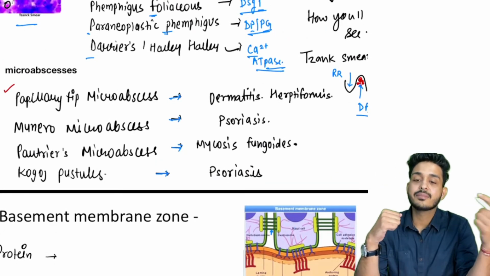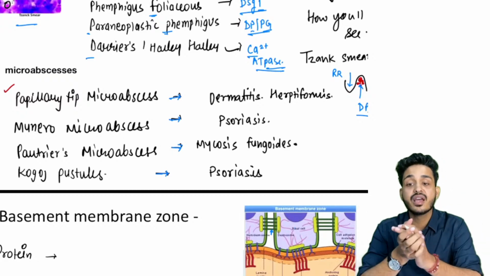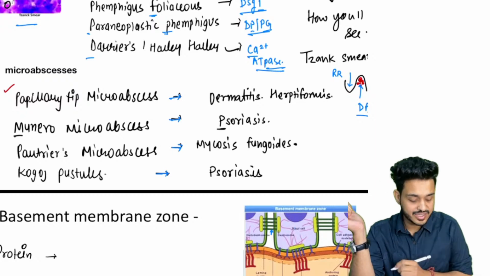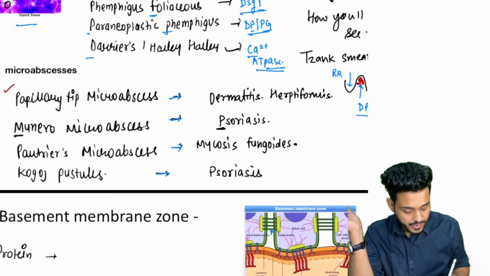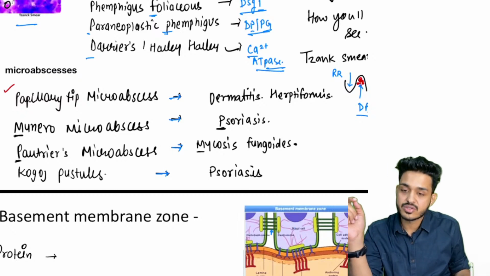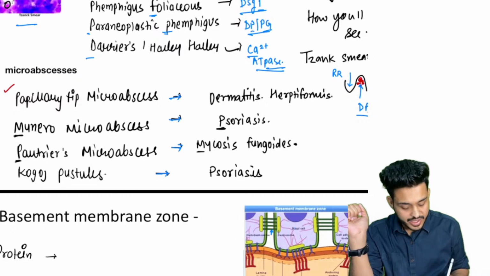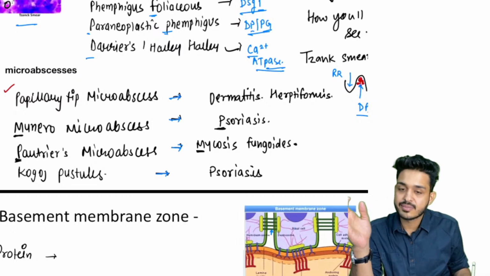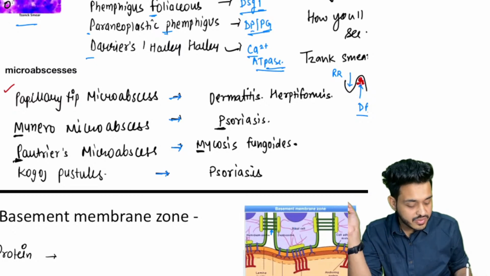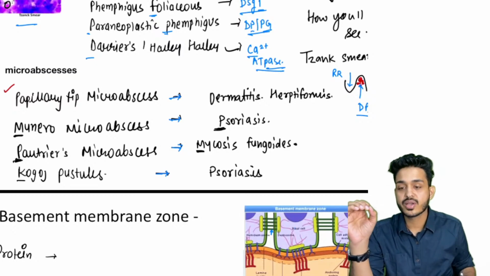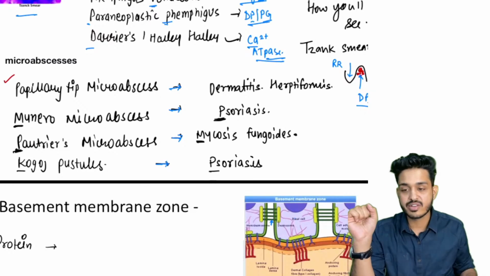Revise with me. First, papillary tip microabscess will be seen in dermatitis herpetiformis. Munro's microabscess will be seen in psoriasis. Just remember M for P and P for M. Don't mix Munro's microabscess with mycosis fungoides. M के साथ में हमेशा P आएगा और P के साथ में M आएगा, मतलब MP याद कर लो. ठीक है, so Potterier will be in mycosis fungoides, Munro's microabscess in psoriasis, right? Next is Kogoj's pustule, which will be seen in psoriasis. I will be showing you the images.